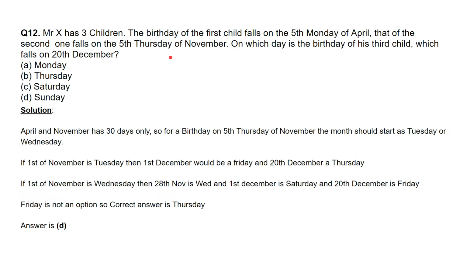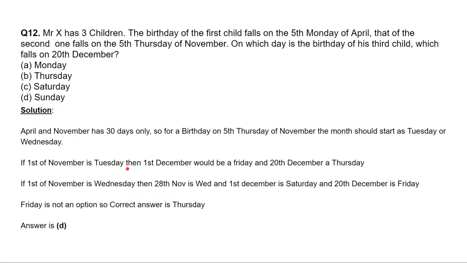So usually, if the April or November month starts from Sunday or Monday, then probably we won't get a fifth Monday and fifth Thursday in that month. So it is important that the month starts from Tuesday or Wednesday. Then only you can see a fifth Thursday. If the month is starting on Monday, Sunday, or Saturday, then you won't see a fifth Thursday in that November month. The reason is November has only 30 days.